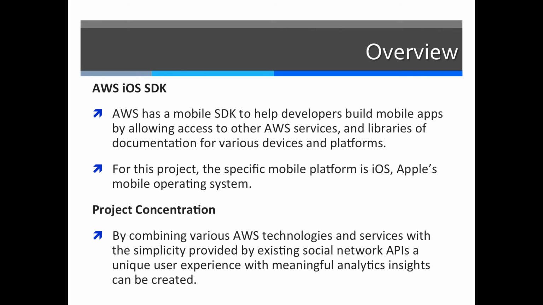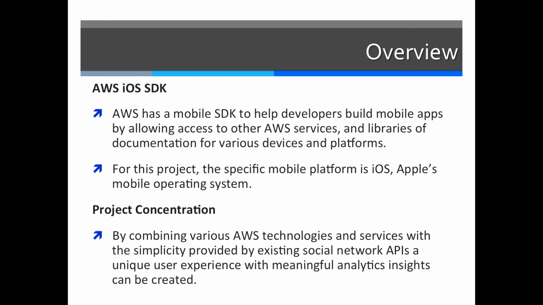The AWS iOS SDK is just one of many mobile SDKs that Amazon has to help developers build mobile apps by allowing them direct access to the AWS services with these libraries. These libraries have various documentations for various devices and platforms. The iOS SDK deals specifically with Apple's mobile operating system on iPhone and iPad.